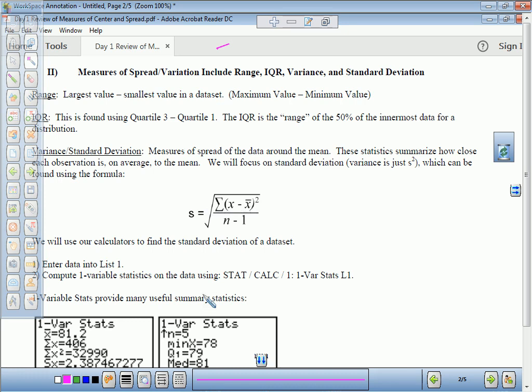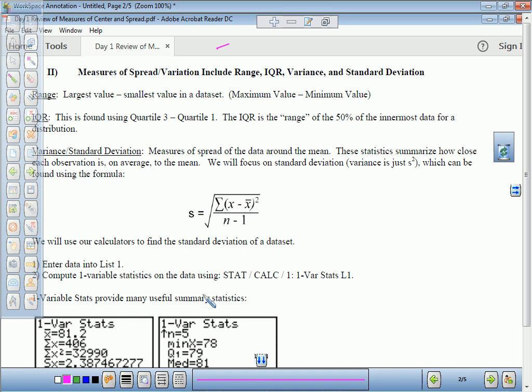Now, quartile, what does that make you think of? Quarters. So when we look at the data and we're talking about quartiles, we're dividing the data up into 25% here, 25% here, 25% here, and 25% there. That's what a box and whiskers does, and we'll look at that in a minute. So we're going to do Q3 minus Q1.